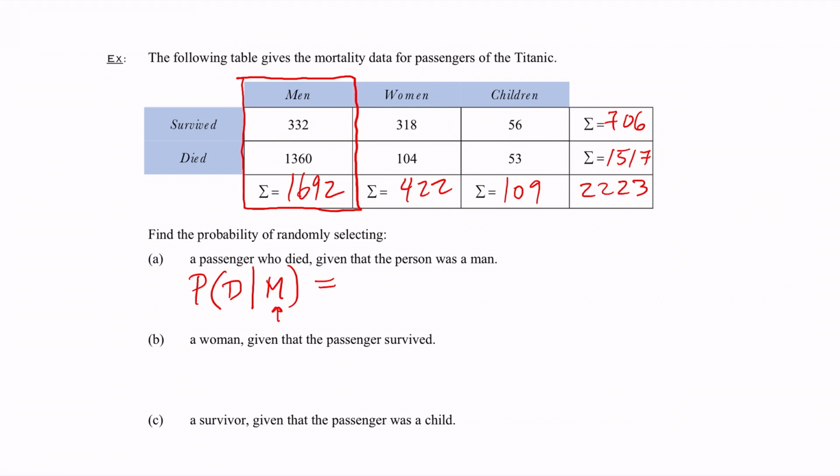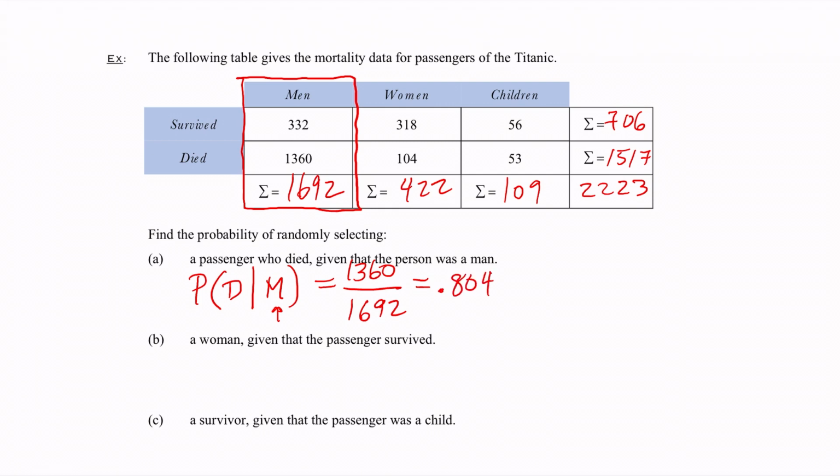And so among those men, we have 1,360 out of 1,692 that died. So in this case, that would give us a probability of about 0.804.